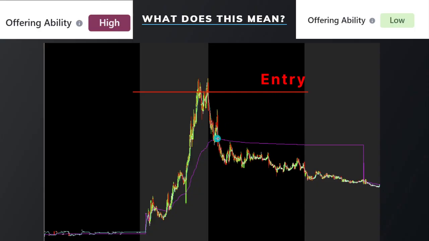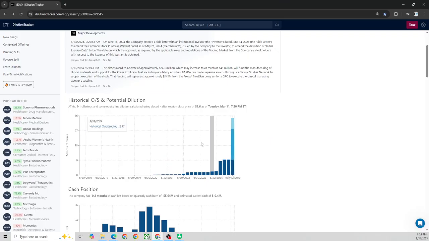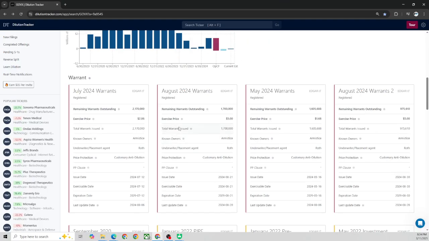Okay. Now the next thing is, can they dilute? Do they have the proper filings in place to dilute? Now, I don't want to take 2 hours of your time and go through every single SEC filing and what each and every single one means. However, if you go back to that Dilution Tracker app, you don't have to read through all of this.